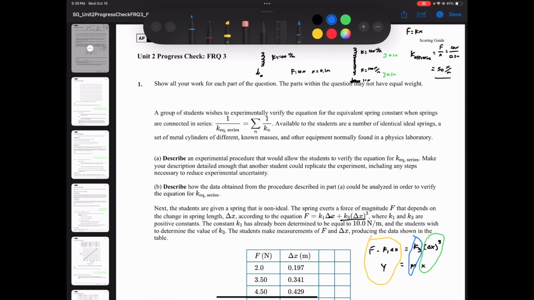So now, okay, so I had to cut off the video just because of an interruption. So here's the third FRQ. Now, what I want to focus on when discussing this FRQ is simply the idea of having springs in series and having springs in parallel.